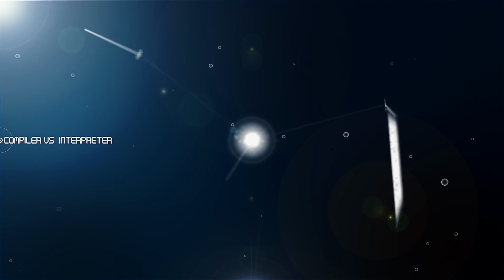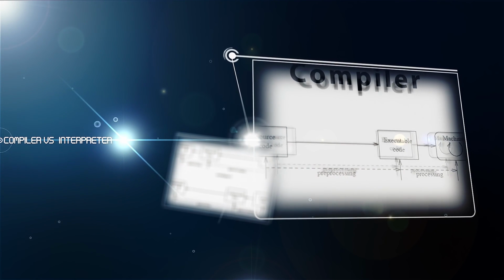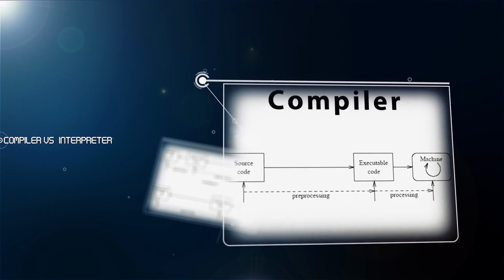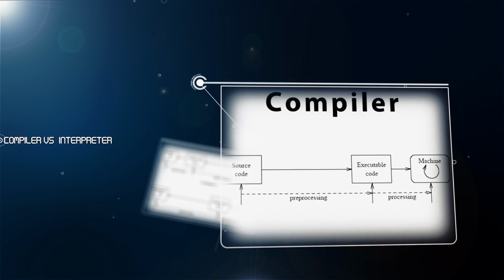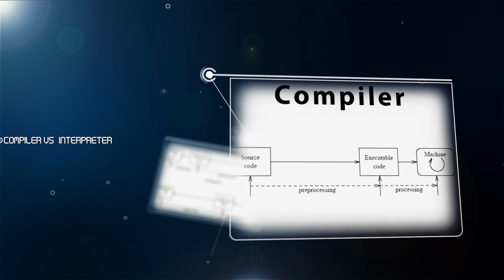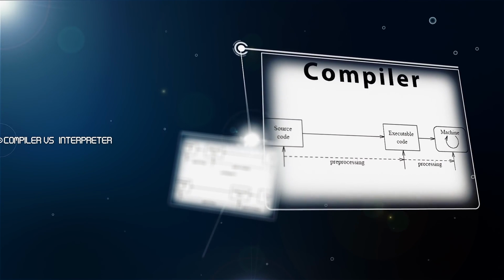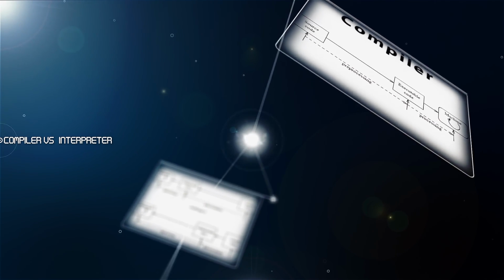Here are some compiler characteristics. Spends a lot of time analyzing and processing the program. The resulting executable is some form of machine-specific binary code. The computer hardware interprets the resulting code. Program execution is fast.